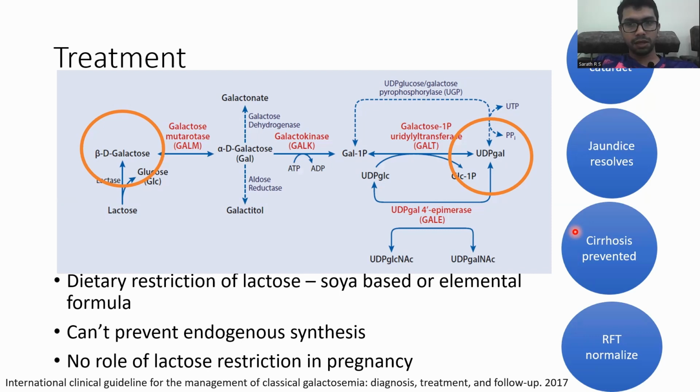However, once we start the formula, the cataract will definitely improve, jaundice will resolve, cirrhosis can be prevented, and renal function tests will be normalized. So what happens? There's an enzyme block here, so we are preventing galactose here. Galactose 1 phosphate will not be formed or will be less formed, because of which the toxic effects of galactosemia can be prevented. However, we cannot prevent everything, because endogenous galactose metabolism will still be happening, because of which there will be some manifestations of galactosemia, usually affecting the long-term outcome.